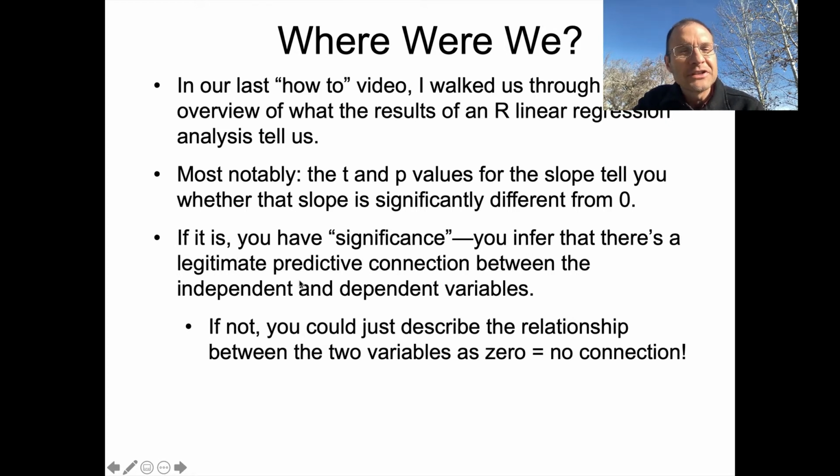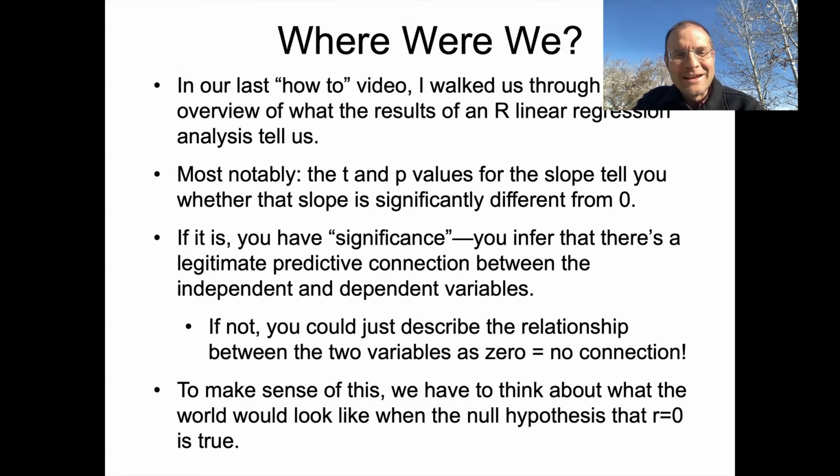You can infer that there's a legitimate predictive connection between the independent and dependent variables, that you can use x to predict y to at least some extent in a meaningful way. But if you get a p-value of greater than 0.05 in that analysis, then you can just describe the relationship between the two variables as 0, like there's no connection. They're passing each other in the night.